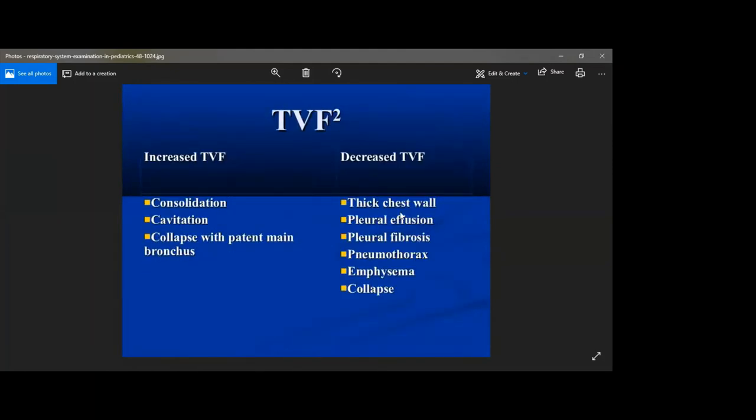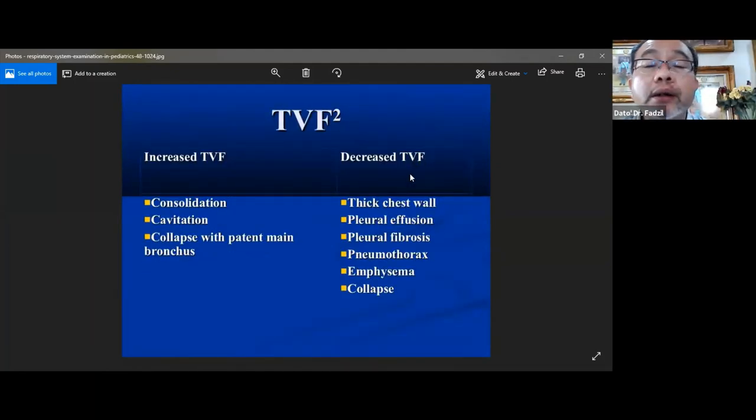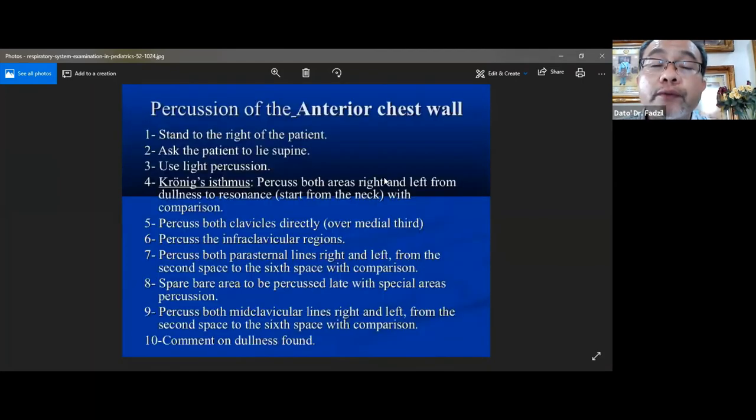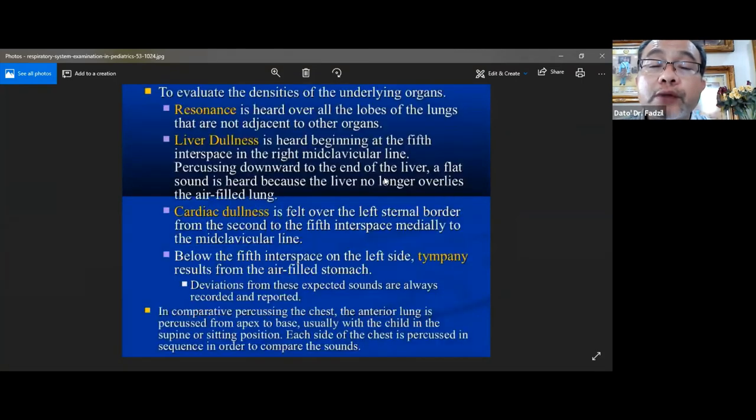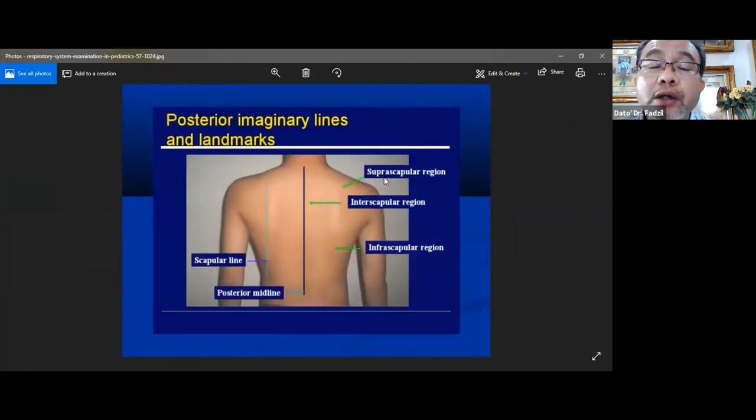Chest expansion. The first one is where you want to feel the vibration. And you feel the vibration of the voice. You ask the patient to say 999. When you palpate the patient, you put your hand at the upper, mid and lower zones. But for vocal resonance, earlier we said vocal frequency, vocal resonance.